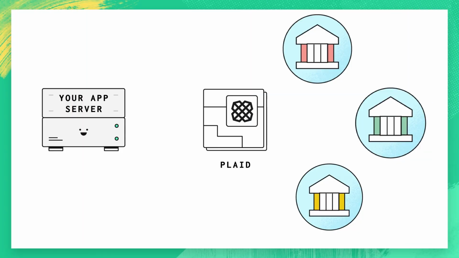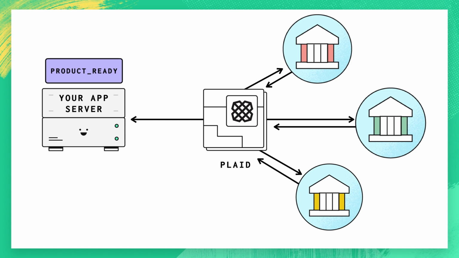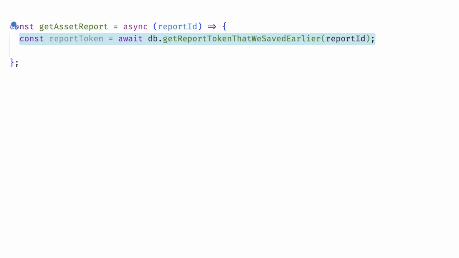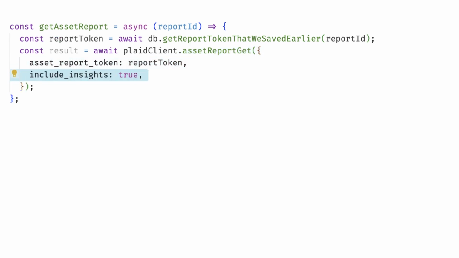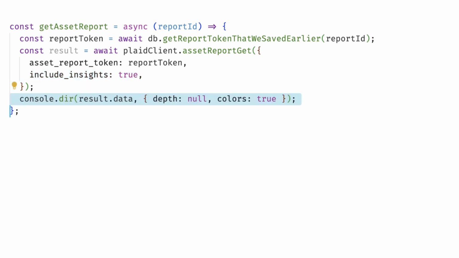In the meantime, Plaid will start fetching balance and transaction information from these different institutions. When everything is ready, a process that typically takes 10 to 40 seconds, we will notify you through a webhook, sending along the report ID. You should use this report ID to fetch the corresponding asset report token that you stored earlier. Now go ahead and make a request to the Asset Report Get endpoint, passing along the report token. We recommend setting Include Insights to True. This will help categorize the transactions using categories that are geared specifically for loan decisioning.